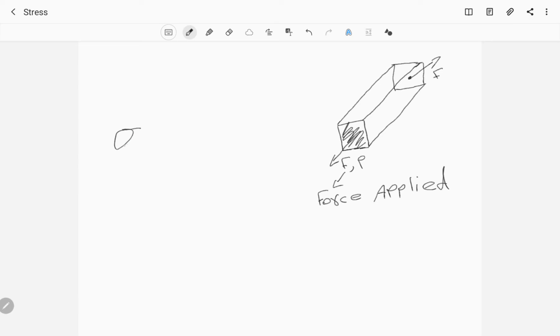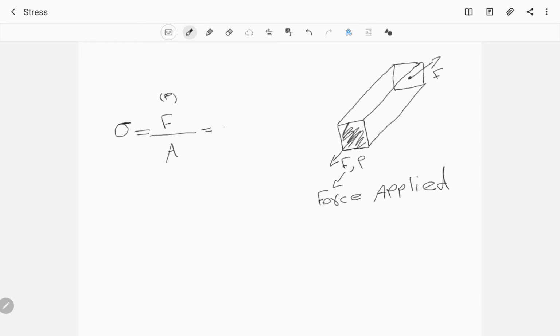This symbol is called sigma. Let me write it better. It is written something like this, yes. Sigma equals the force or pressure divided by the area, okay?